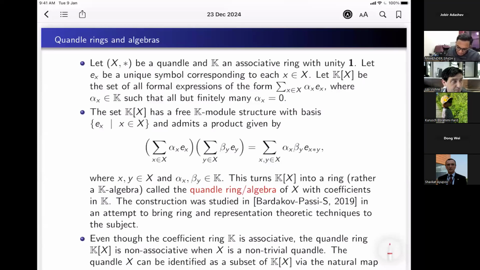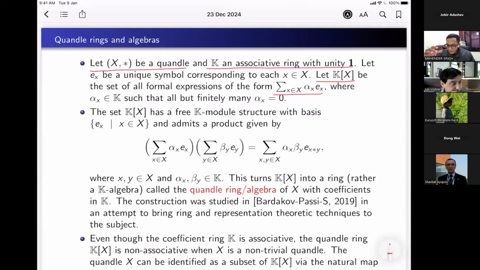So let us look at the definition. Suppose that (X, ∗) is a quandle and K is an associative ring with unity. As in group algebra, let K[X] be the set of all formal expressions of the form summation α_x E_x, where E_x is a unique symbol that I associate to the element little x of my quandle. Instead of just writing x, I am writing E_x because sometimes it conflicts.